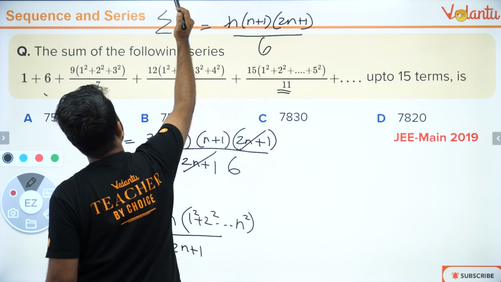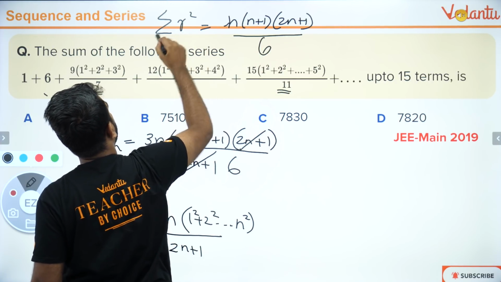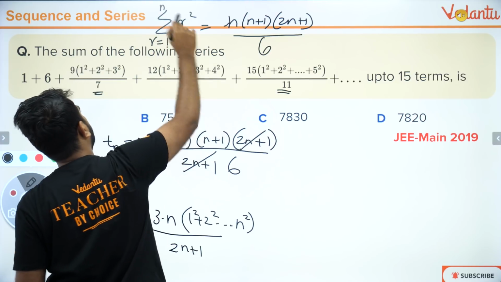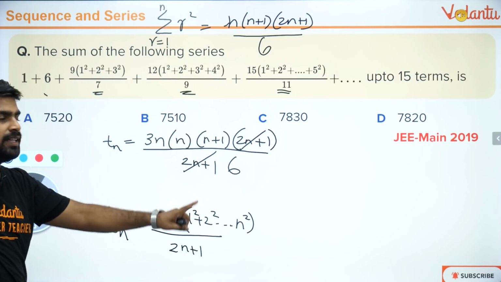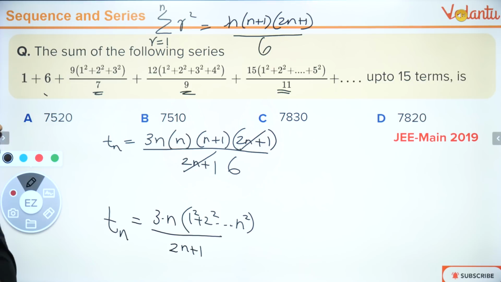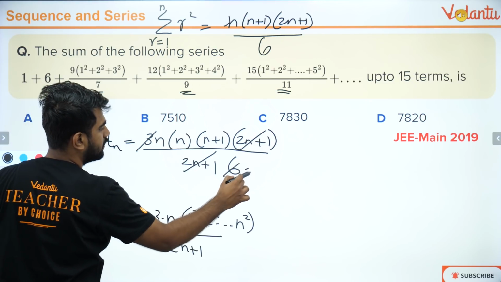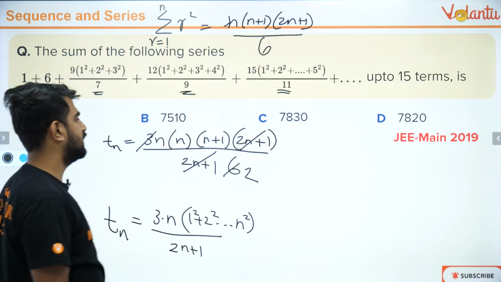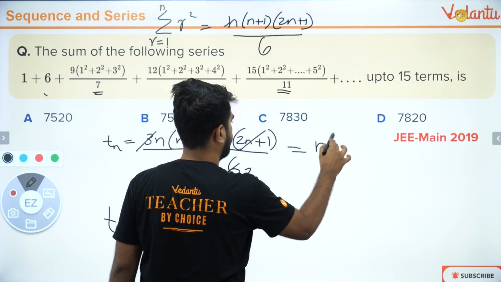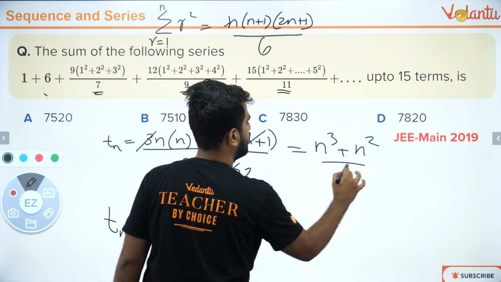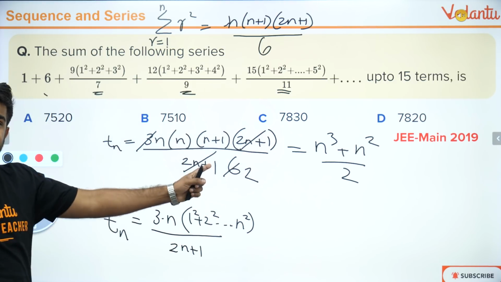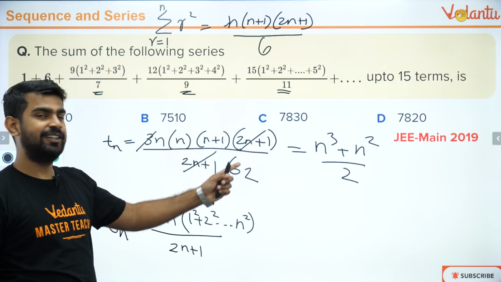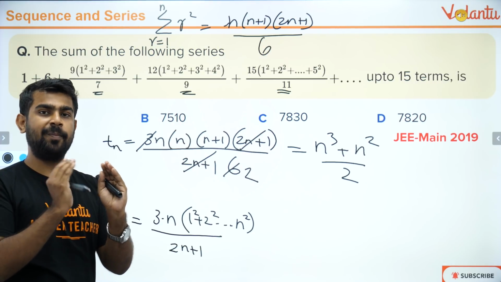Or if you want, I'll write it in a better way: summation of r square, r ranging from 1 to n. That is a formula. I've just used that over here. So this 3 and this will get cancelled. It will become 2. So what am I left with? I have n cube plus n square by 2. Can you see how easy our nth term is? It is reduced to such a simple compact expression.